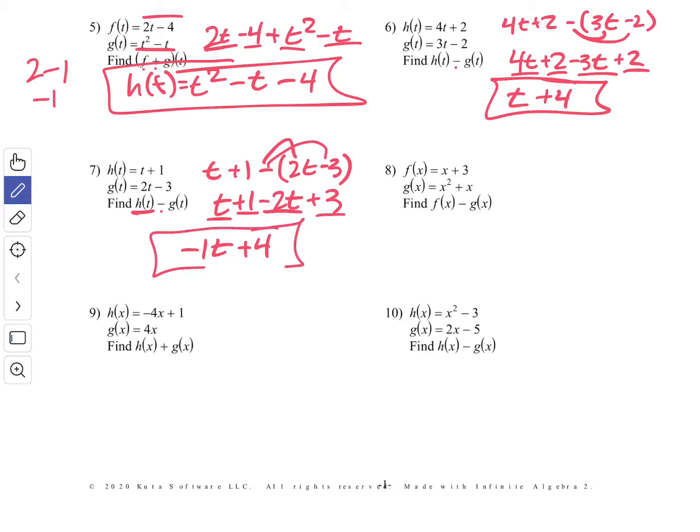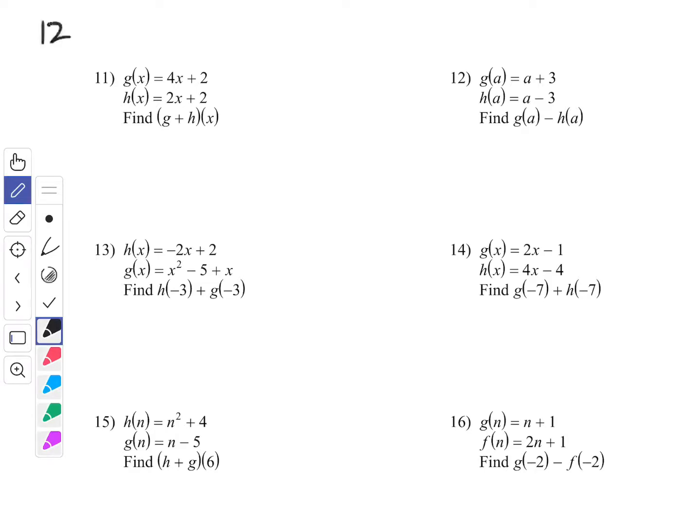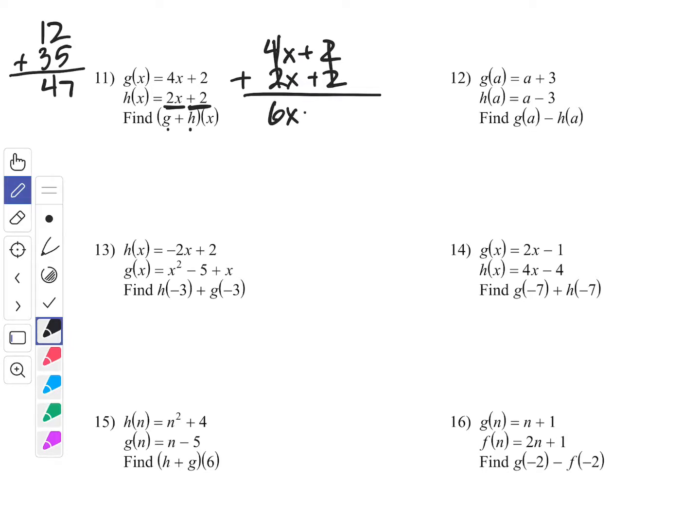Now, there is another way you can think through this if you really wanted to. Let's look at number 11 to start us off. We'll come back to those other ones. Remember when you did 12 plus 35, and you'd write it like this, and you would add the ones, and you'd add the tens together. We can think of it that way. So if I do g, I've got 4x plus 2. For h, I take that 2x and line it up here, the plus 2 and line it up here, and then I could add them. 4 plus 2 would give us 6x, 2 plus 2 would give us 4, and we have 6x plus 4.